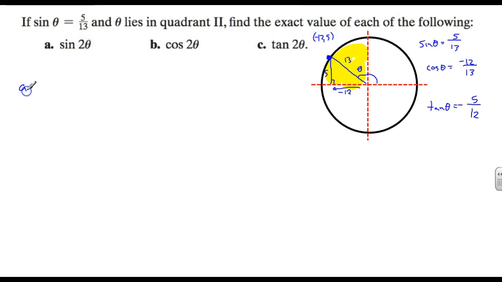Sine of 2 theta, that's 2 sine theta cosine theta. So that's equal to 2 times sine theta, which is 5/13, times cosine theta, which is negative 12/13. So we end up with 2 times 5 is 10, times negative 12 is negative 120, over 13 times 13 is 169. So negative 120 over 169.